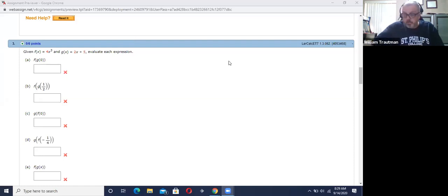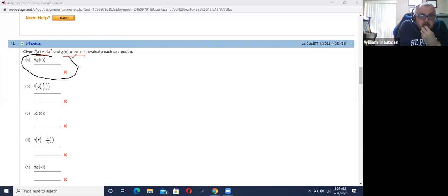Okay, question 3. We have two functions, f and g, and it doesn't matter what the two functions are. Let's do A, and then let's do E.